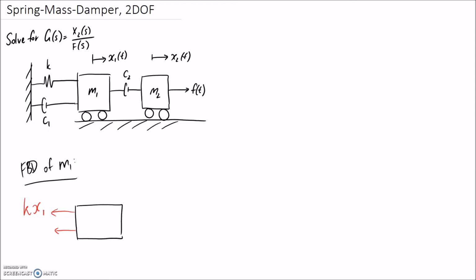So x1. Same kind of deal for the damper, except that it's relative to the velocity. So since it's attached to a wall, it's going to be essentially how fast this cart moves, which is c x1 dot, and the spring force is k1 x1.